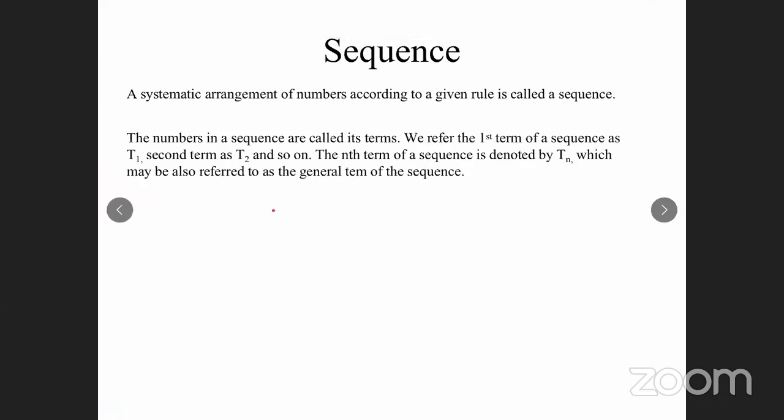Yesterday we had seen, for example, 1, 11, 111, 1111, 11111, and so on. This is a sequence which keeps repeating itself: after every term, a new 1 is added in the ones place. So this is a sequence, and whatever numbers are in the sequence are called terms.